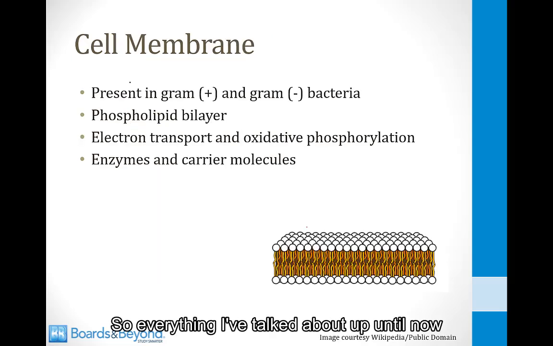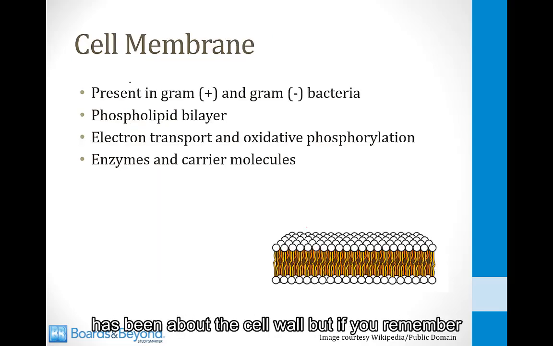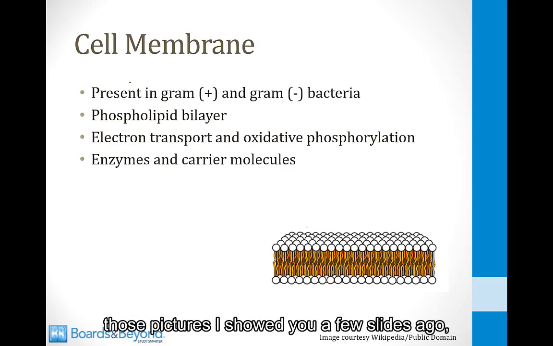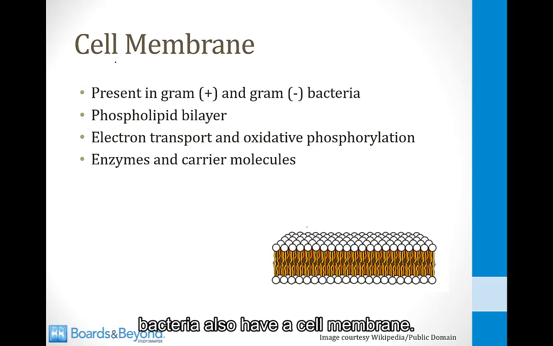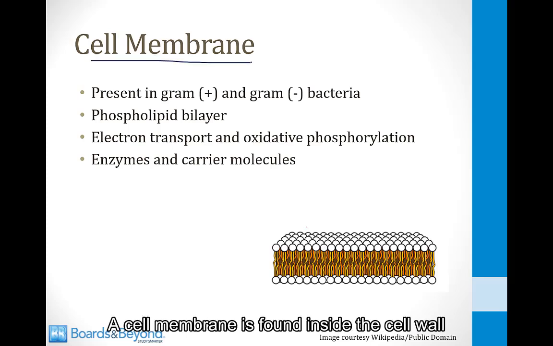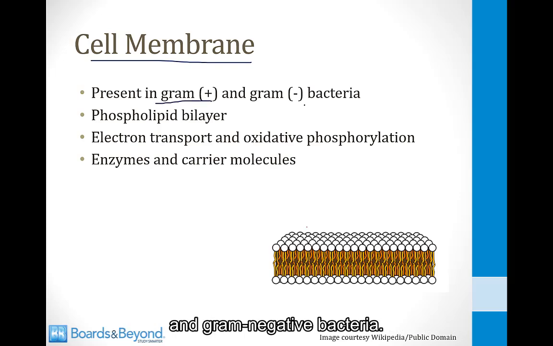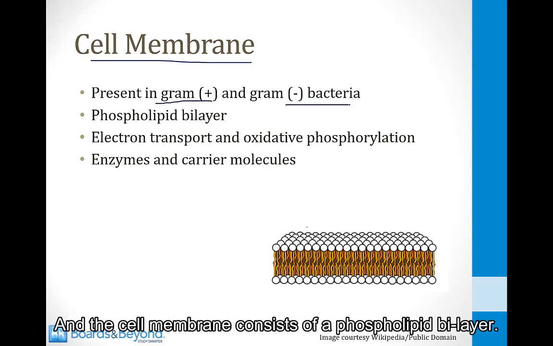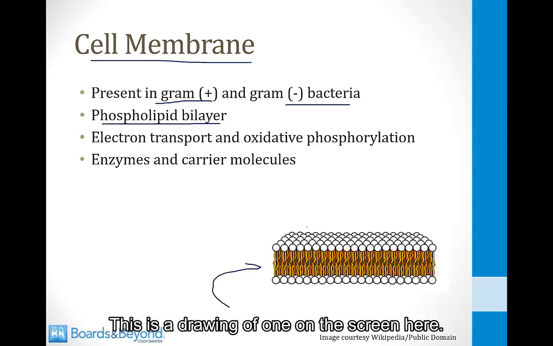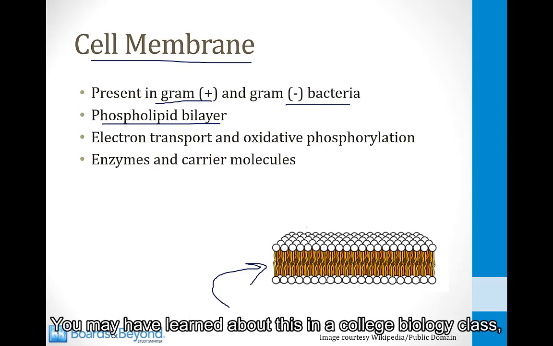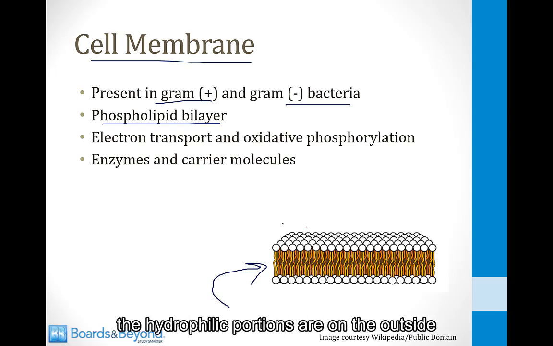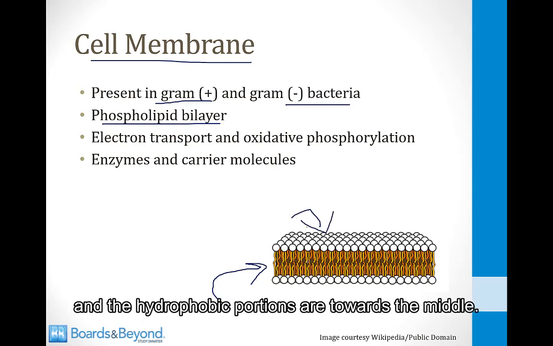So everything I've talked about up until now has been about the cell wall, but if you remember those pictures I showed you a few slides ago, bacteria also have a cell membrane. A cell membrane is found inside the cell wall, and there's a cell membrane in both gram-positive and gram-negative bacteria. And the cell membrane consists of a phospholipid bilayer. This is a drawing of one on the screen here. You may have learned about this in a college biology class. The hydrophilic portions are on the outside, and the hydrophobic portions are towards the middle.